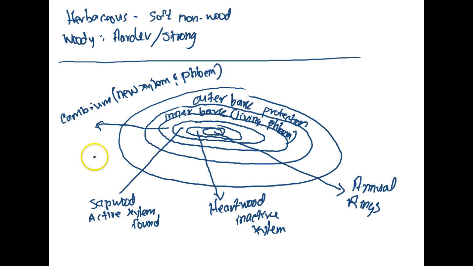So these are the different parts of it. So you have the outer bark, you have the inner bark, you have the cambium, you have the sapwood, you have the heartwood, and you have the annual rings, all of which are a part of the plant.